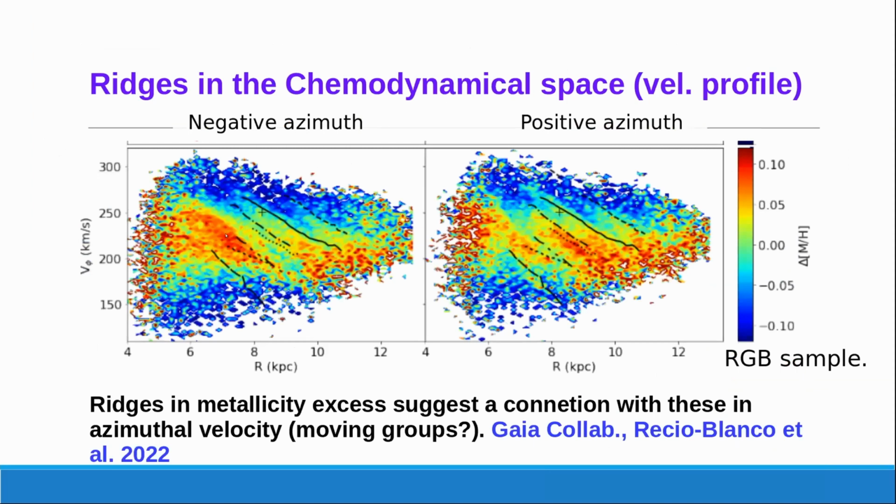This is the velocity profile of the Milky Way. Here we represent the rotational velocity, azimuthal velocity, as a function of the galactocentric distance. And we have found some correlations between the excess of metallicity and some ridges identified previously in other works, which are basically connected either with moving groups or maybe a consequence of an incomplete phase mixing of the orbits. Also, we observe some azimuthal variations because in the negative azimuth, one of the moving groups has no counterpart in the positive azimuth regime.